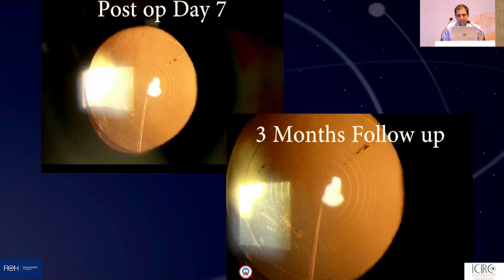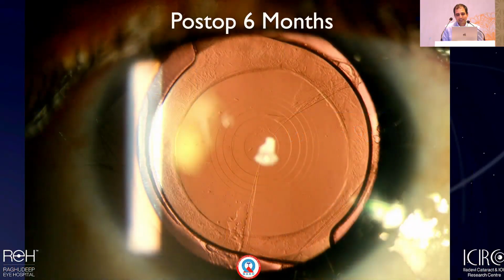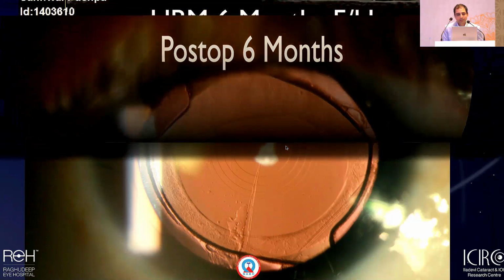This is 7 days, this is 3 months, and this is 6 months. Even the rest of the capsule has remained clear. PCR extending up to the equator, very well centered in the bag IOL implantation, and that's because of adequate symmetrical vitreous removal from the pars plana all around.